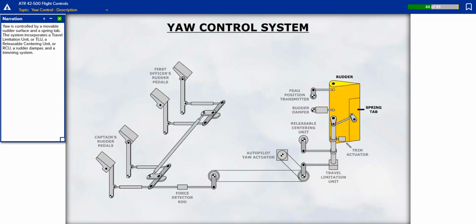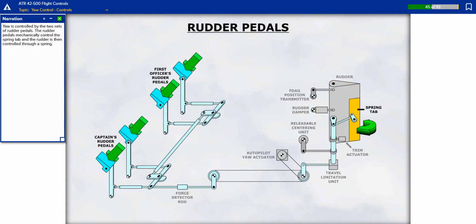Yaw is controlled by a movable rudder surface and a spring tab. The system incorporates a travel limitation unit, or TLU, a releasable centering unit, or RCU, a rudder damper, and a trimming system. Yaw is controlled by the 2 sets of rudder pedals. The rudder pedals mechanically control the spring tab, and the rudder is then controlled through a spring.